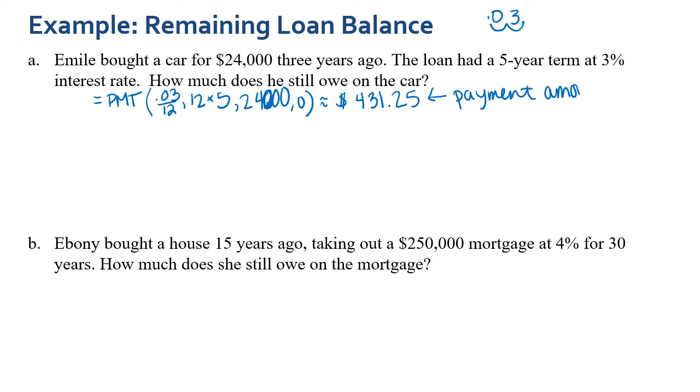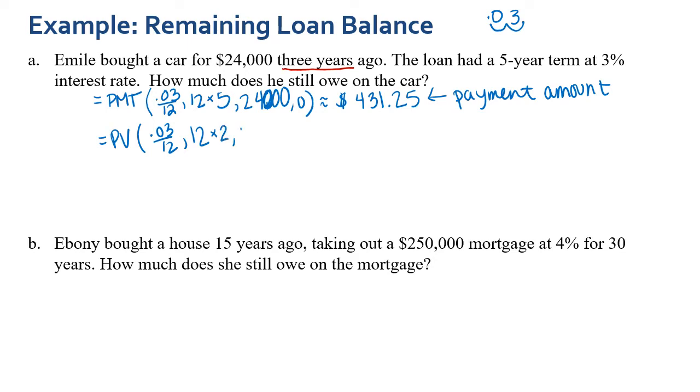Now to figure out what he has left on the loan, we're going to use that equals PV formula. So 0.03 divided by 12, comma, 12 times, now in this case, the time is the time remaining. So he has a 5-year loan, and it looks like he got it 3 years ago, so that means he has 2 years remaining. So that's what we'll use there.